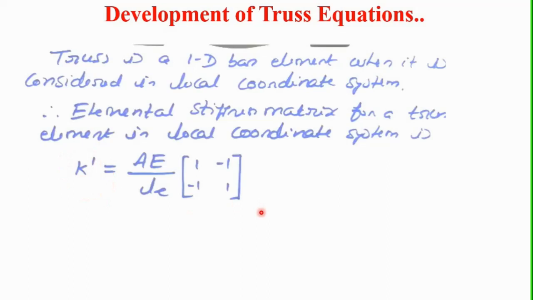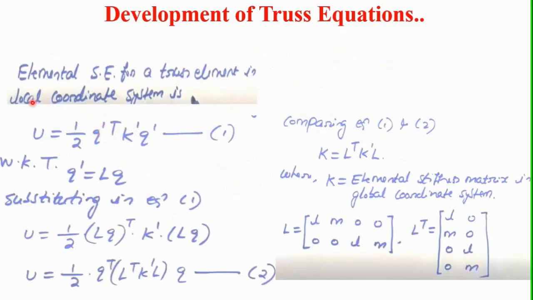Similarly, we have to calculate the stiffness matrix in the global coordinate system as well, which we will see here. Now the elemental strain energy for the truss element in the local coordinate system is U equals 1/2 of the transpose of the displacement matrix Q1 dash, into K dash, the elemental stiffness matrix, into Q1 dash. This is the strain energy for the truss element in the local coordinate system. This is equation number 1.